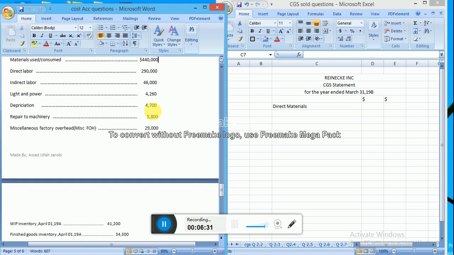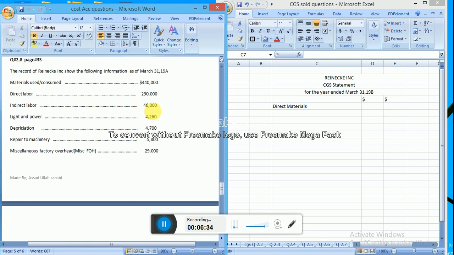But here in the question, direct material used is given. Neither beginning direct material is known, nor ending material, nor purchases. So three things are missing here. So we can't use the reverse method in this case. Why? We can use the reverse method when one item is missing, either the beginning is given and the ending is not, or the ending is given and the beginning is not. But here three amounts are missing.